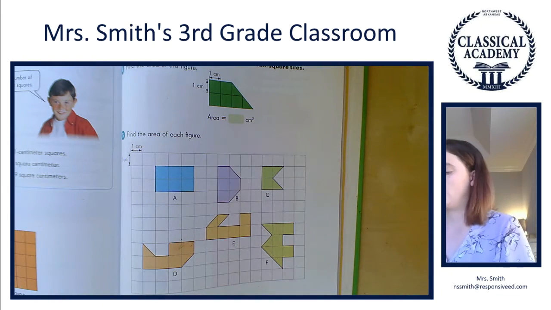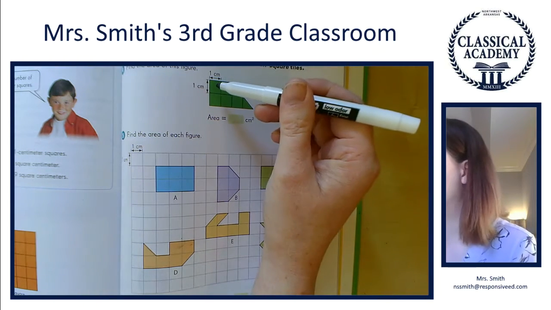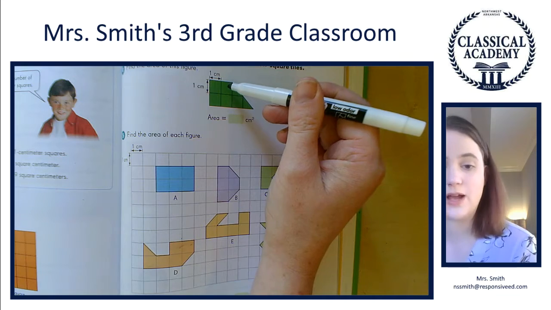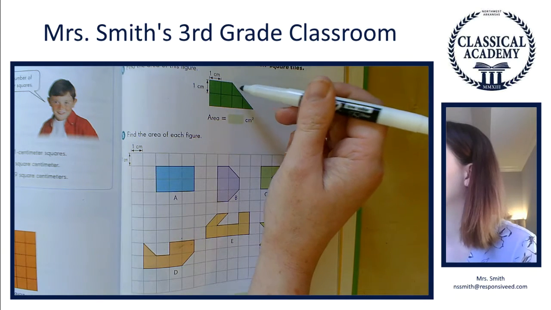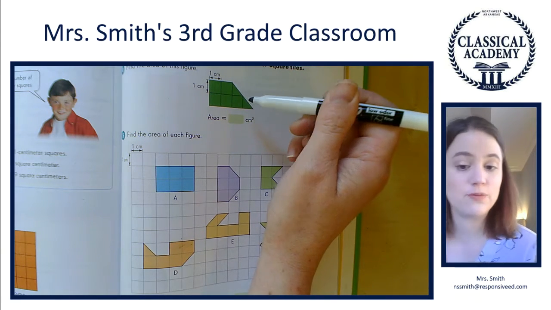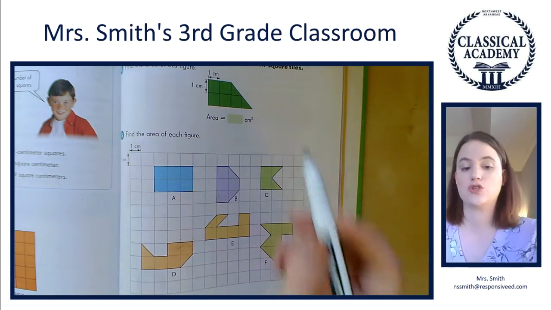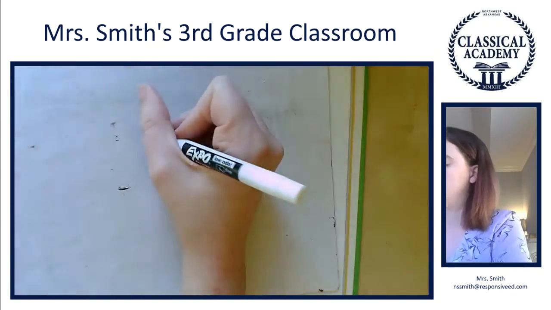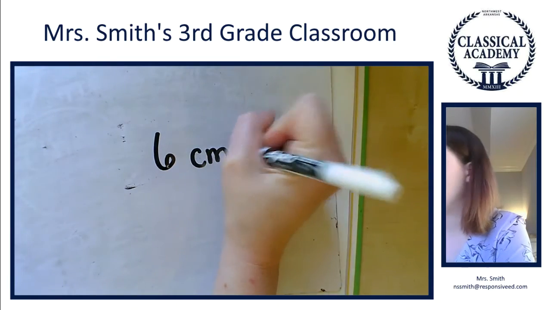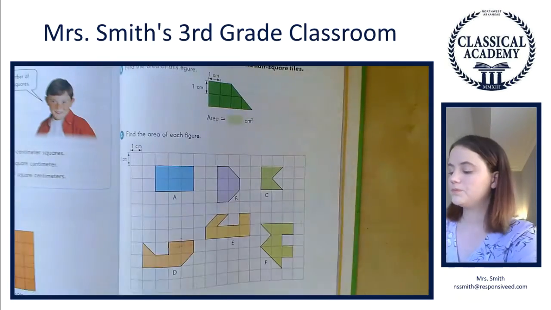All right, so what is the area here? How many whole ones do we have? 1, 2, 3, 4, 5, plus how many half ones? 1, 2. 1 half plus 1 half equals 1 whole. So that's going to be 6 centimeters squared. See how the book likes to write it like 6 centimeters squared.